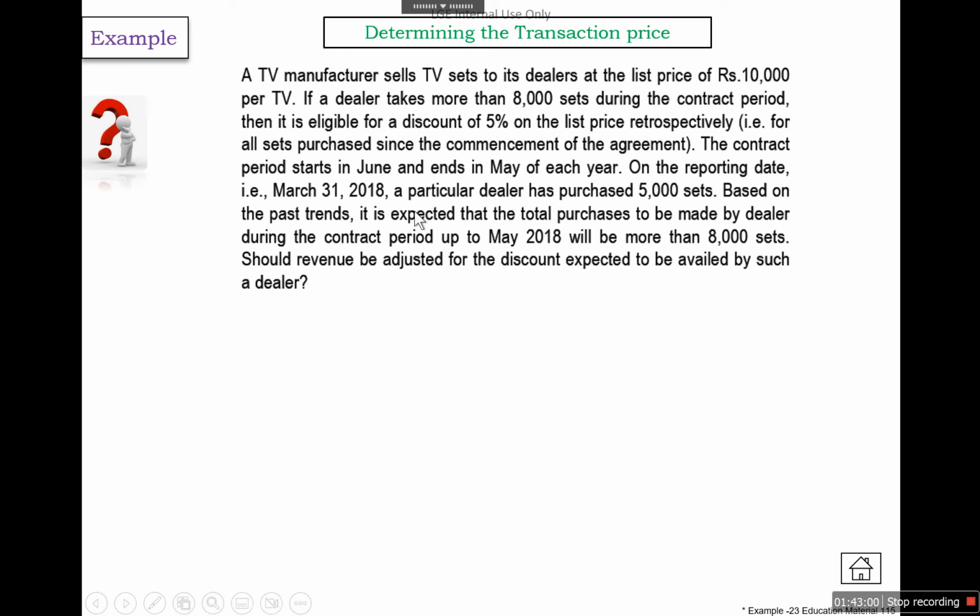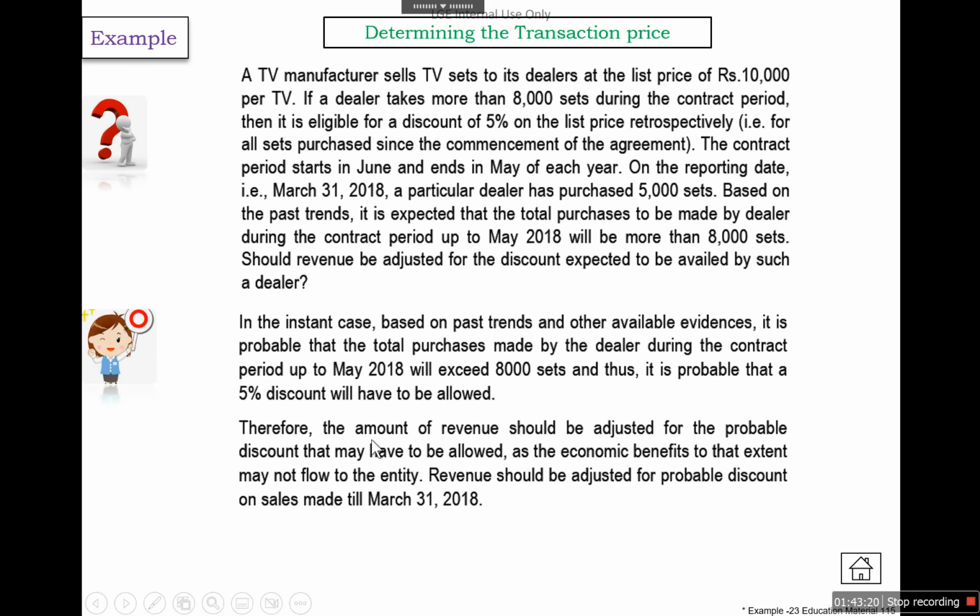On the reporting date, a particular dealer has purchased 5,000 sets. Based on the past trend, it is expected that the total purchase to be made by the dealer during the contract period up to May 2018 will be more than 8,000 sets. Should the revenue be adjusted for the discount? Yes, the revenue should be adjusted. The amount of revenue should be adjusted for the probable discount, because it is probable that he will buy more than 8,000 sets, where the discount will be applicable.